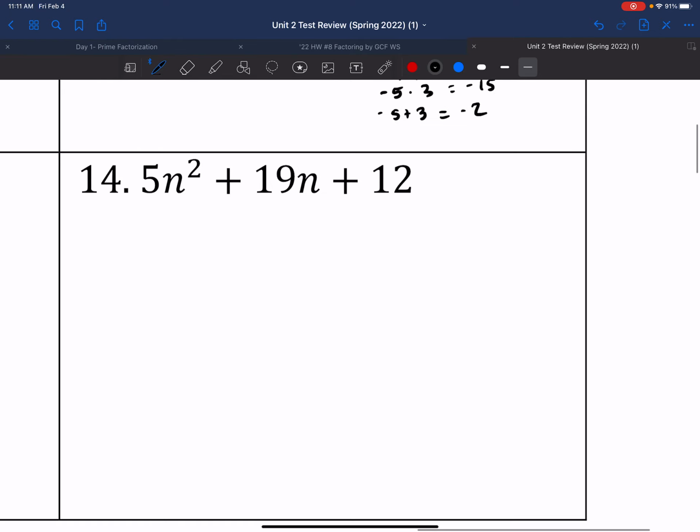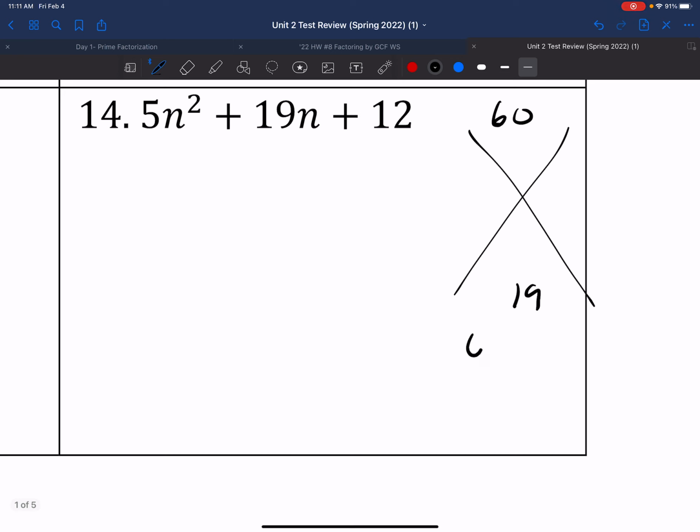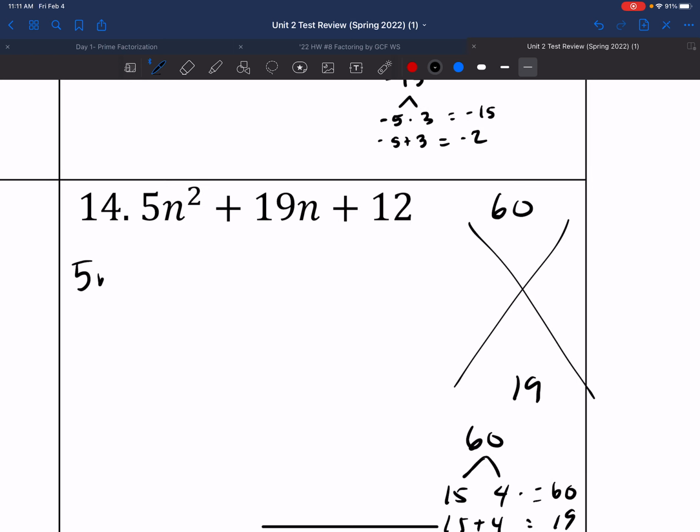Alrighty. So, first, is there a GCF? No. So I'm going to go ahead and multiply. And then, thinking of the numbers, I'm left with 15 and 4. 15 times 4 is 60. 15 plus 4 is 19. So I write 5n squared plus 15n plus 4n plus 12.